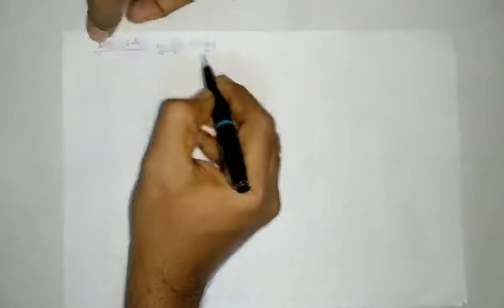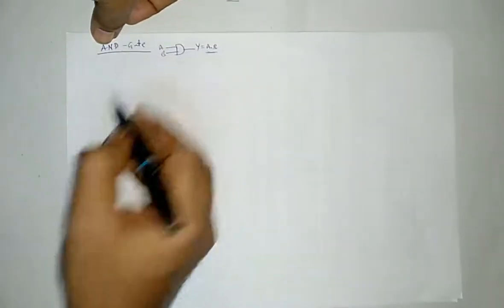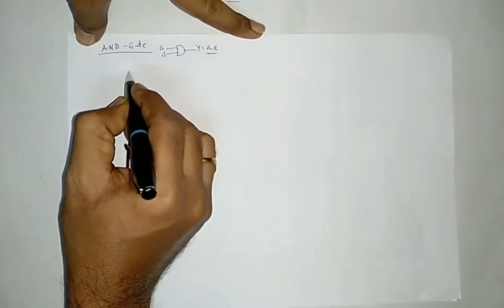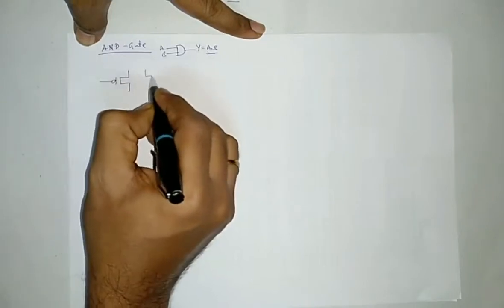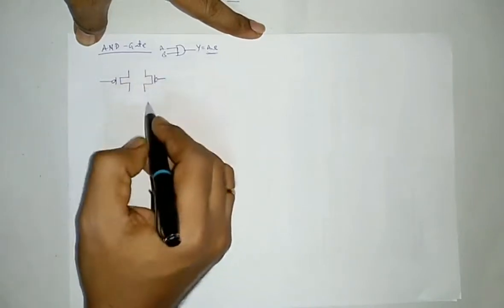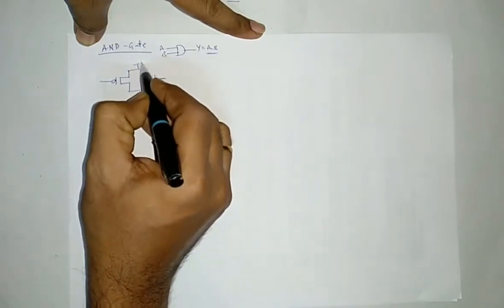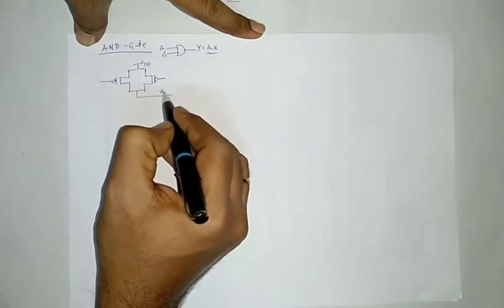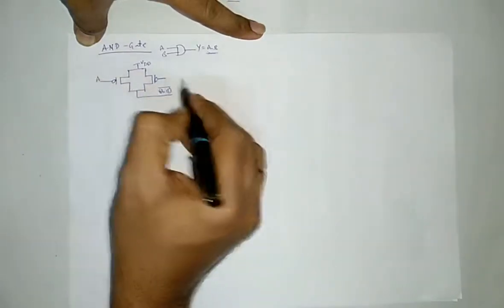Already we have seen how to generate a product term by using PMOS and NMOS. So A and B product term, pull-up network. The pull-up network is constructed using PMOS transistors, two PMOS transistors connected in parallel. Then it will give the complement of the product term. Here you will get (A and B) whole bar. Okay, this is the pull-up network.